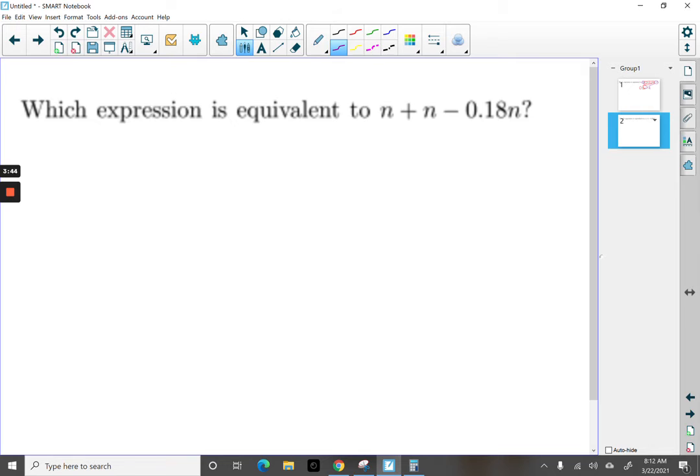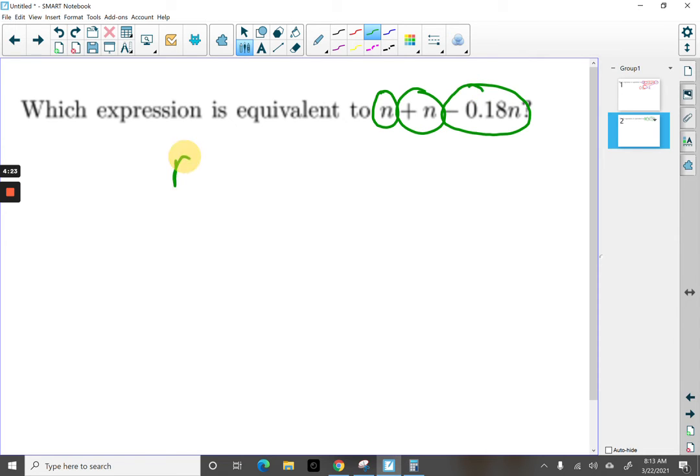Now I have a second one here, and this one has a couple different things involved in it. This one actually has three terms: n plus n, and a minus 0.18n. One of the reasons why I included this is because even though they're all like terms and we can combine them, this one still gives people some trouble because we don't have coefficients in front of our variables. There's just an n and an n, and it confuses people sometimes because what is really going on there?